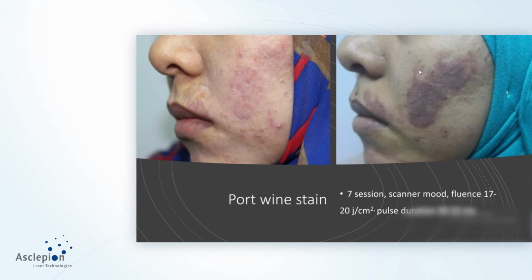I think this result by QuadroStar is an excellent result. Complete clearance or near complete clearance of port wine stain in 7 sessions. We select scanner mode. Fluence started at 17 and increased every session by 1 up to 20 and then stopped. For pulse duration, a longer pulse duration is needed, from 30 to 32 milliseconds.